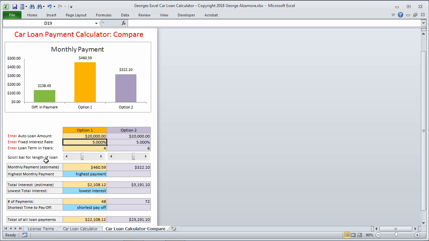You could also adjust the interest rate and compare different interest rates if you like, and different loan amounts. So that's the side-by-side example of how you can compare two amounts.